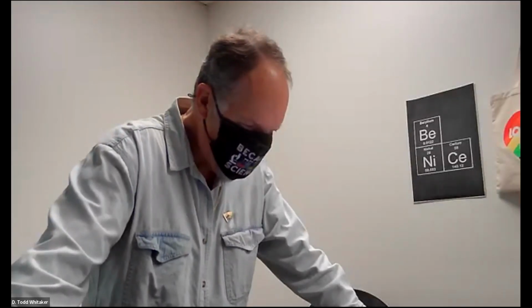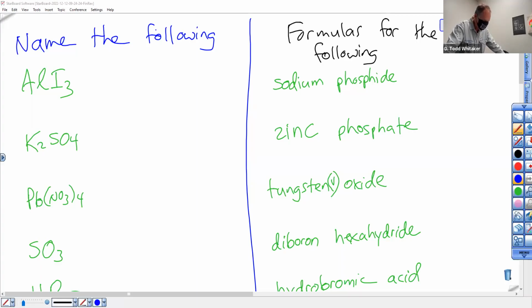Ladies and gentlemen, not surprisingly, there's quite a bit of nomenclature on the final. We've done quite a bit of nomenclature this semester. Naming the following. Now, normally we need our ions, but for the simple namings, you don't. This one you can read. Aluminum is an ion that's always 3+. Iodide's an ion that's always 1-, but they've already balanced them for you to come up with a formula.